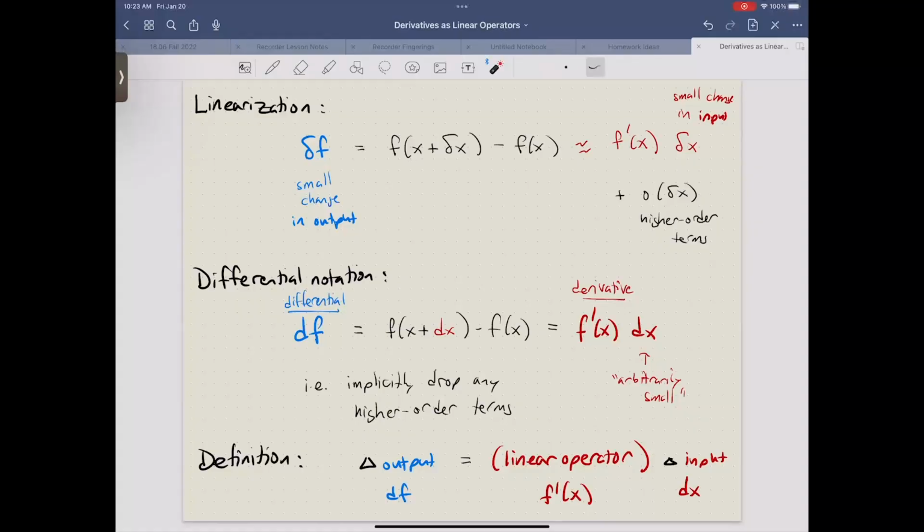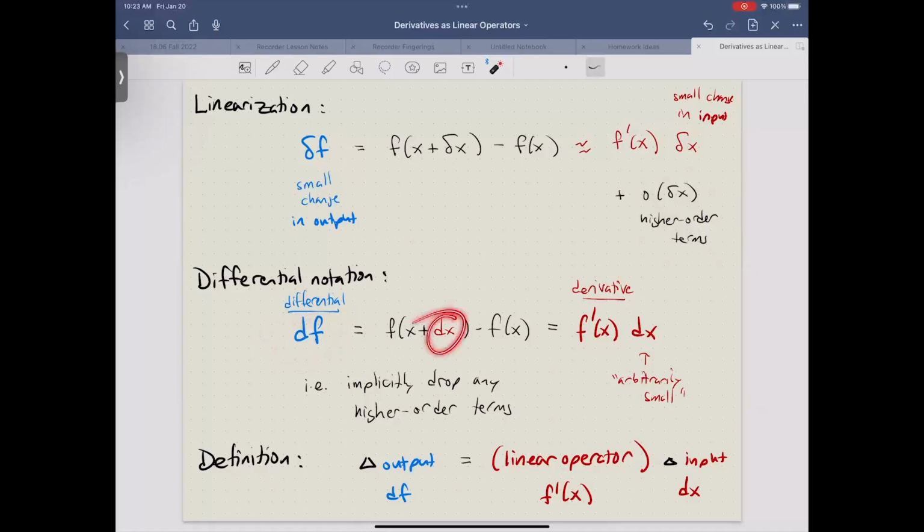So if you have any function f of x, remember what we said last time, and you change the input by a little amount, of course, there's a little change in the output. And if the change in the input is very small, then we can approximate the change in the output by something that's linear in the input, plus higher order terms. But it'll be convenient just to drop these higher order terms, and the notation will be this differential notation.